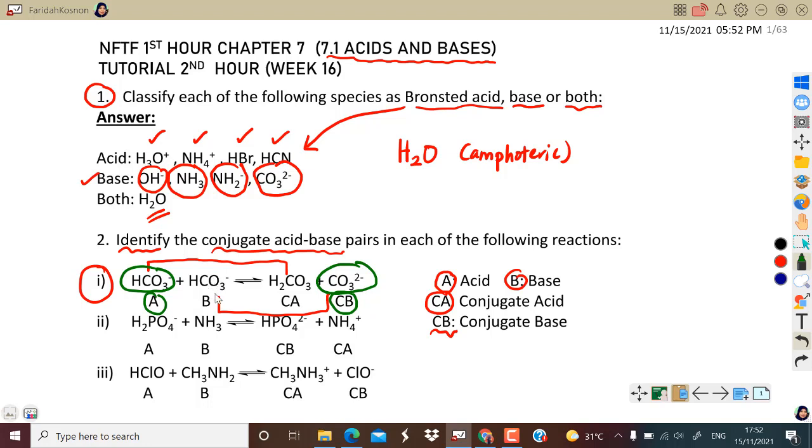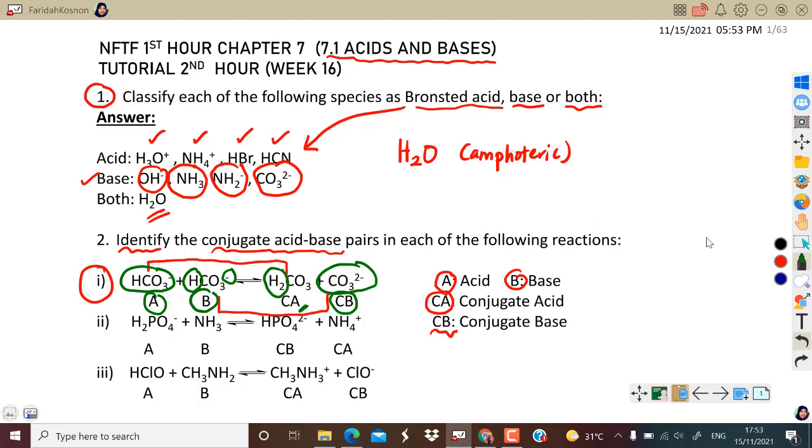And if you refer to the second conversion, HCO3 minus is converted to H2CO3. So what happened? You can see there is an increase in the number of protons, daripada satu proton jadi dua proton. And the charge, asalnya negative, and now the charge becomes zero in this case. So HCO3 minus at the left side of the equation is classified as the base, while H2CO3 is the conjugate acid.